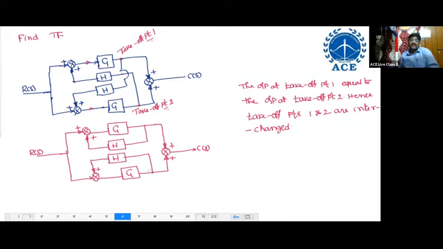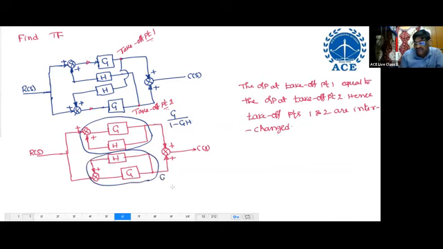Then get the answer. What will I get? This will become G by 1 minus GH. This will become G by 1 minus GH. Then C by R equals both added, 2G by 1 minus GH.